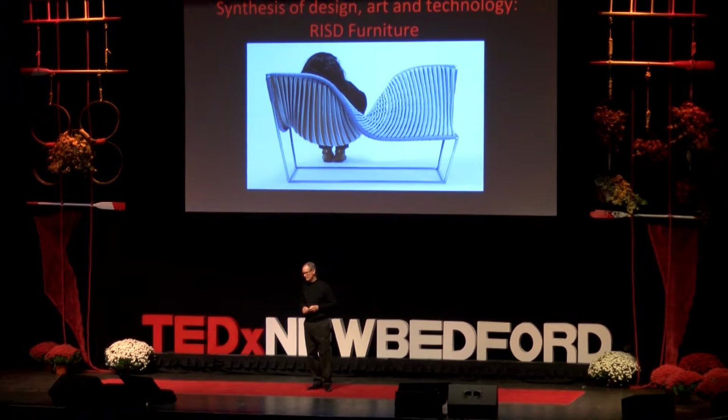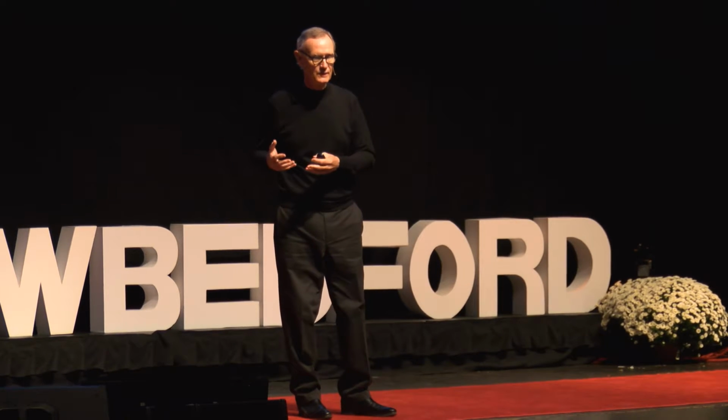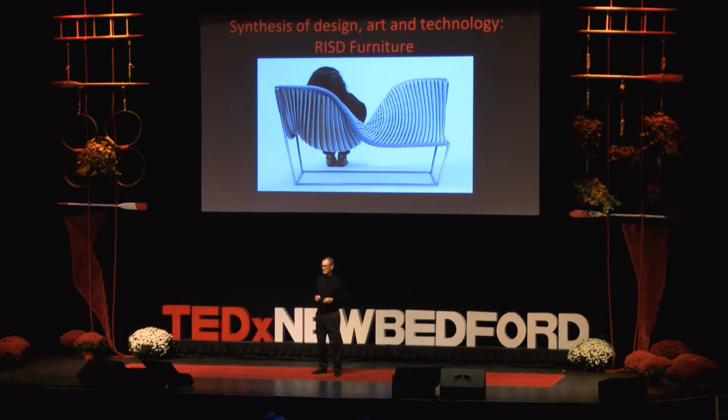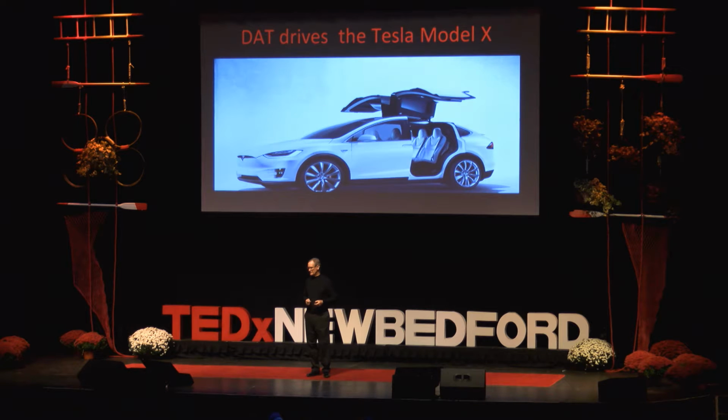Closer to home, the synthesis of design, art, and technology in RISD furniture students who are using new materials that could never be dreamed of before, but putting them into useful ways in making things that are beneficial to society. Now, with new tools like the 3D printer, you can make a motorbike. The larger these printers are, the more capabilities they have, the more they will invade our lives with things that have been made in new ways.